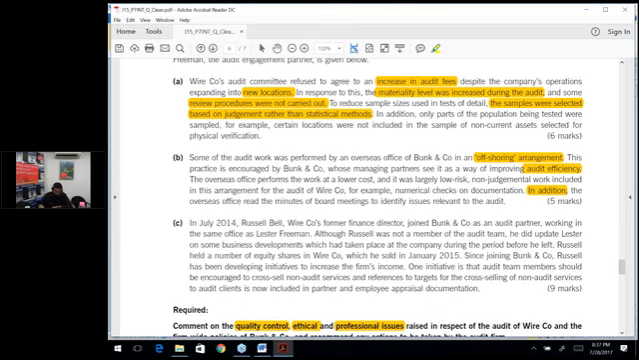So now it says the overseas office performs the work at a lower cost and is largely low-risk, non-judgmental work included in this arrangement for the audit of wire company, for example, numerical checks on documentation. In addition, the overseas office read minutes of board meetings to identify issues relevant to the audit. Now that's very, very important here.